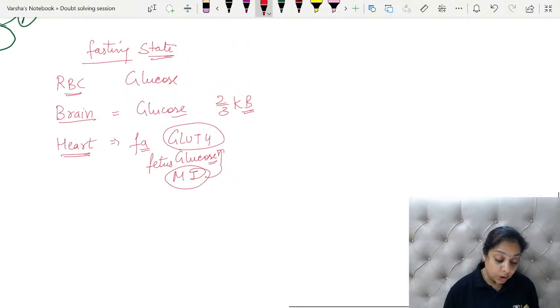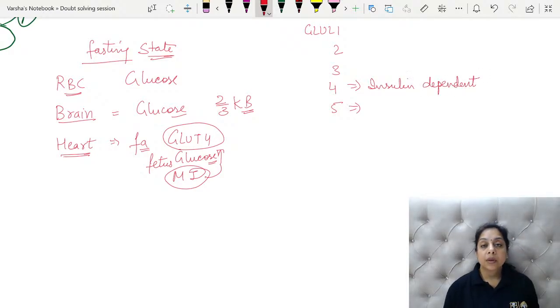Okay. Now when we are talking about GLUT4 again, which of the GLUT transporters is insulin dependent? You have GLUT1, 2, 3, 4, 5. 4 and 5 are very special. GLUT4 is insulin dependent. And GLUT5 is for fructose. It takes care of the fructose. You should know those two also. GLUT1, GLUT2, GLUT3 all work the same way. But GLUT4 and GLUT5: 4 is insulin dependent.